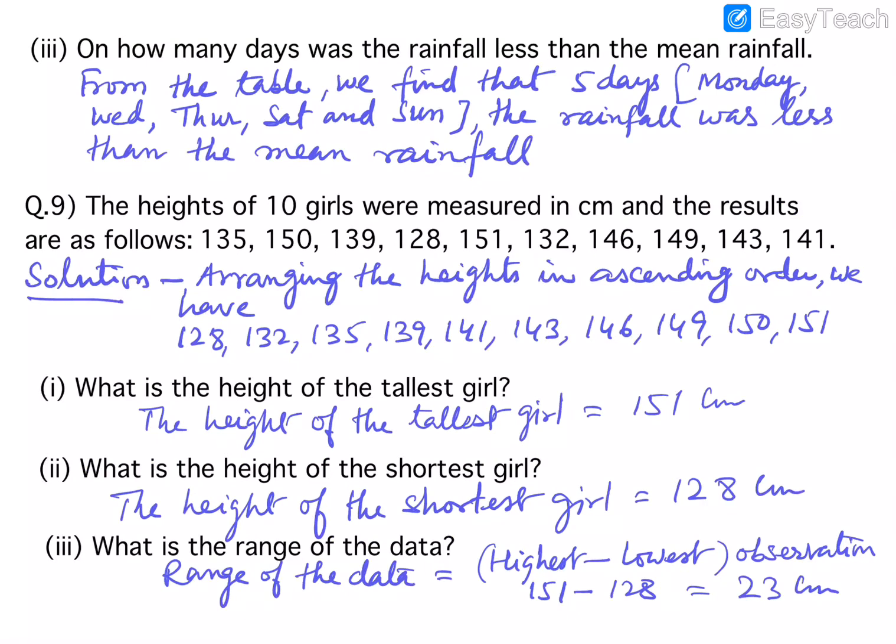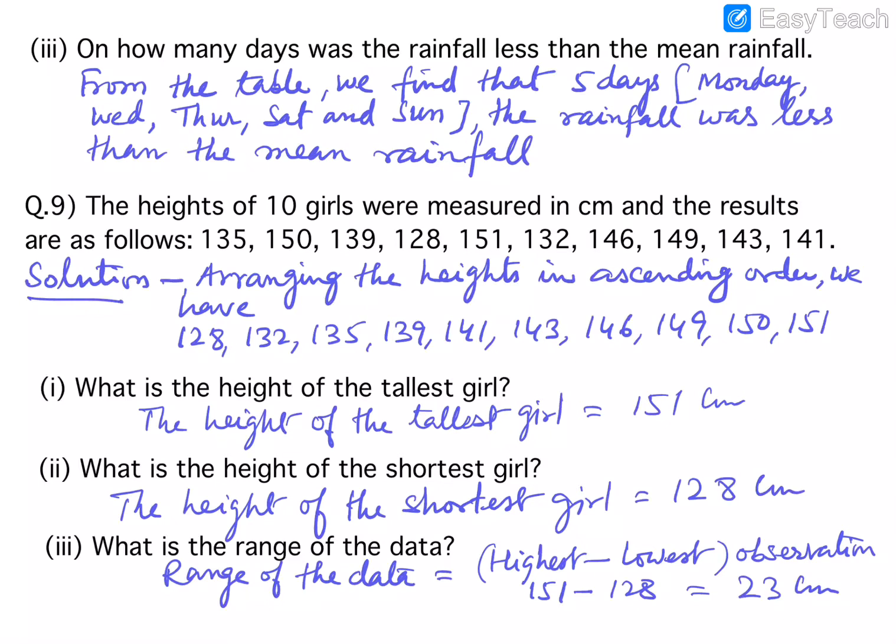On how many days was the rainfall less than the mean rainfall? From the table we find that 5 days, that is on Monday, Wednesday, Thursday, Saturday and Sunday, the rainfall was less than the mean rainfall.